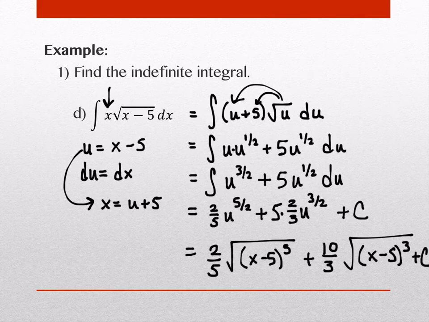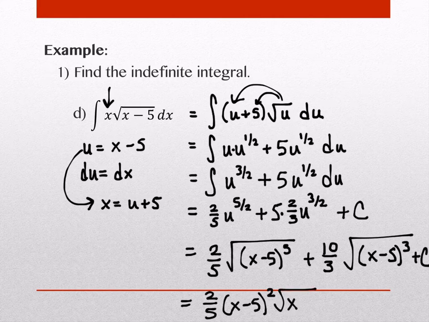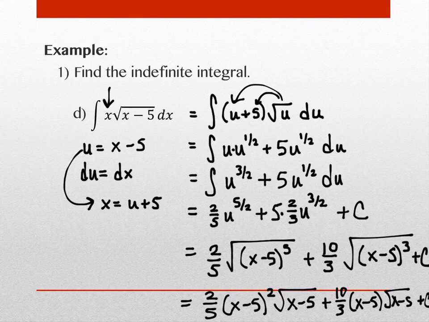I'm fine if you want to leave it there. WebAssign might make you pull out the fact that this is to the 5th when it's a square root. It's quite possible that they will, and if they do, what it means is you're going to have an x minus 5 squared out here, and then a square root of x minus 5. And on the second piece, you're going to have a 10/3, and you're going to have an x minus 5 and a square root of x minus 5 plus a c. I don't know if it's going to make you do that or not, but it might.